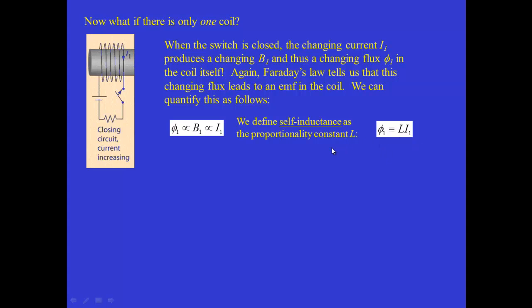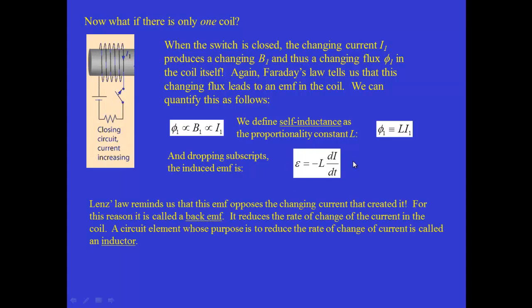But once we've made this definition, we can go back to Faraday's law and drop the subscripts here because now we've really only got one coil. There's no point in having separate subscripts. So this EMF is minus L dI/dt. So that's a nice expression that is often used when we want to calculate the influence of a changing current on an electrical circuit.